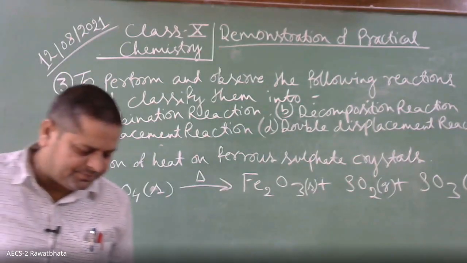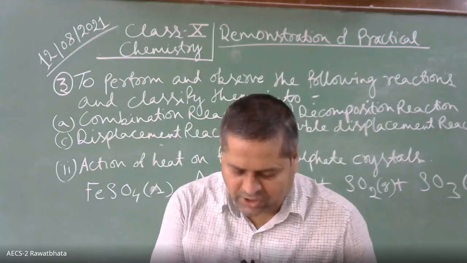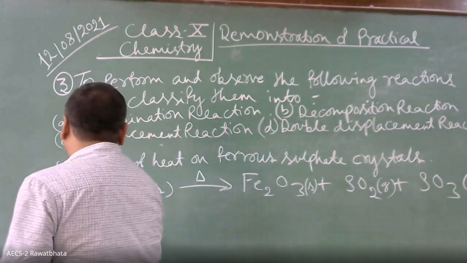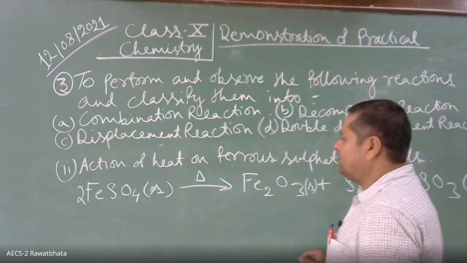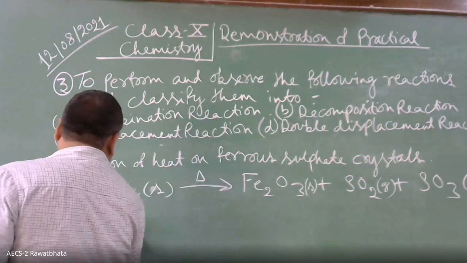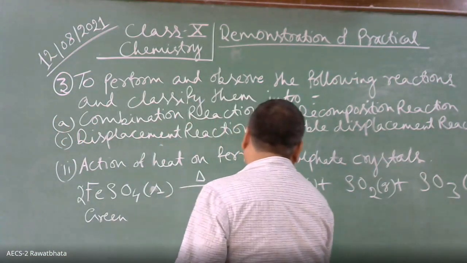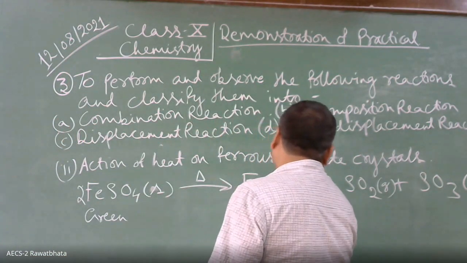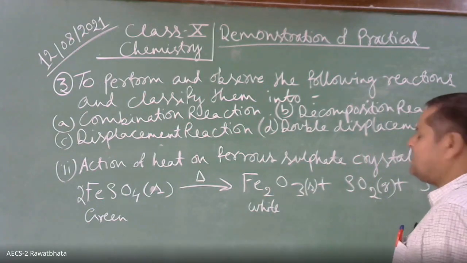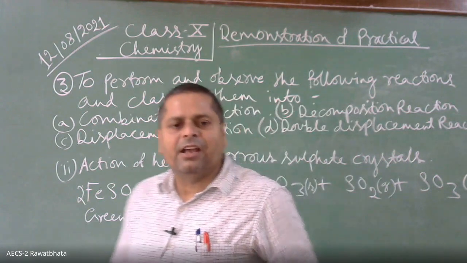No, sir. So how to balance it? Sir, 2FeSO4 will come, everything else is balanced. Okay, very good. So 2FeSO4. Okay, children? Yes, sir. So this was slightly green in color. Now what is the color of this? This will be white, solid. And sulfur dioxide gas and sulfur trioxide gas will be evolved.